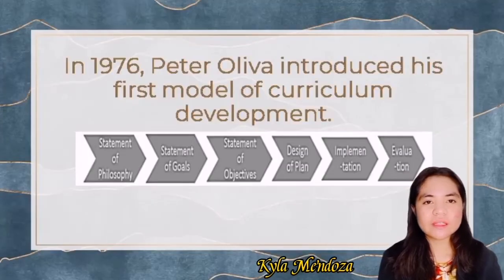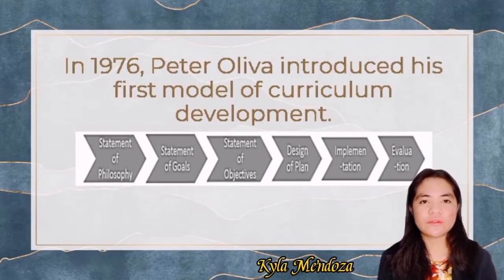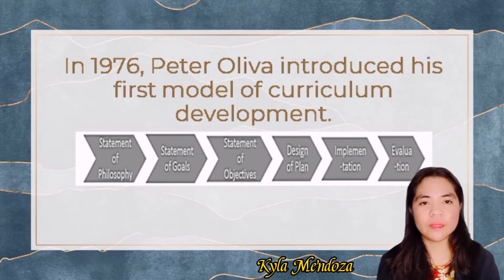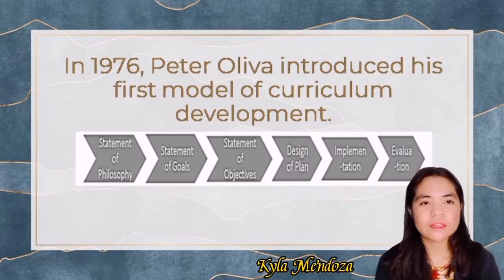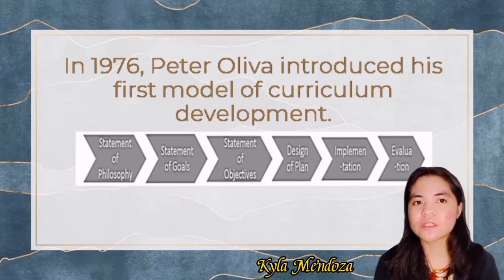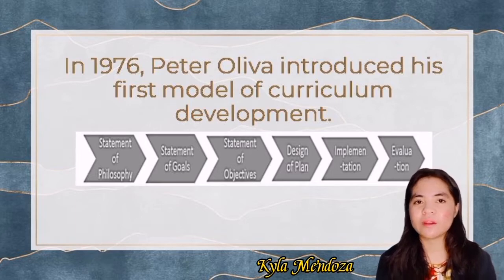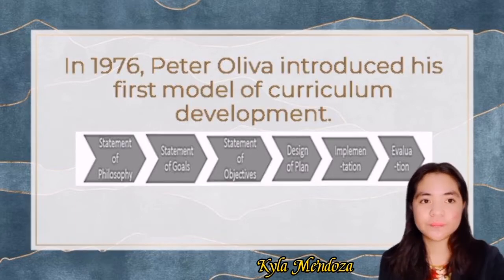In 1976, Peter Oliva introduced his first model of curriculum development, and his first model follows a linear and deductive approach. That is why it is considered by curriculum analysts as simple and easy to follow. As you can see in the first model, it is just straight and easy to understand the flow, until he made the revision in 1992.